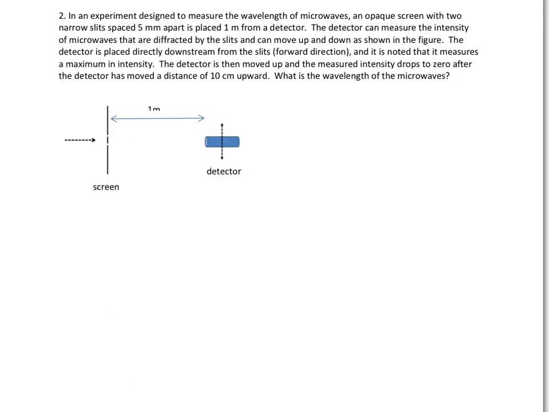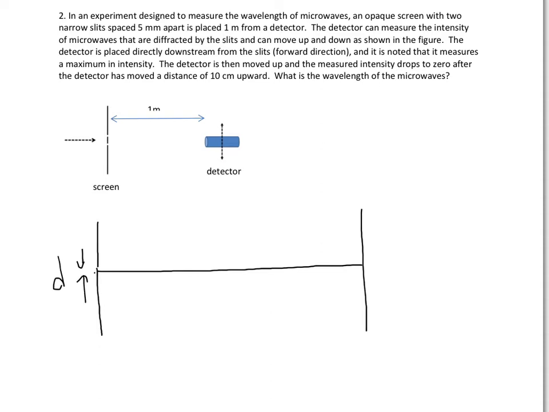The first thing I'll do in this problem is draw another diagram. I'm going to draw the slits right here, and then I'm going to draw my screen over here, which is far away, and I'm going to draw a straight line here indicating the forward beam, which is a maximum in the forward direction. And the slits are very close together here. They don't really appear on this diagram, but they're spaced d apart, and that d is 5 millimeters.